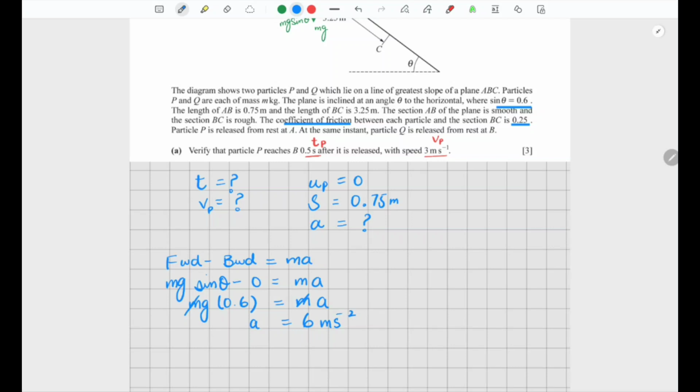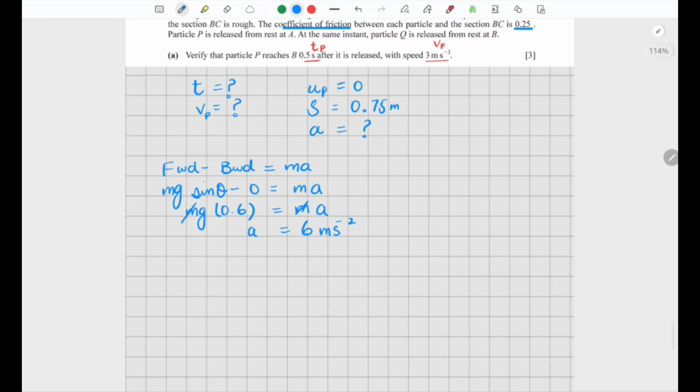Now, when we have this, we can apply the equations of motion. If we are dealing with s and we have the initial velocity also, can we use s equals ut plus half at squared to find t? Okay, 0.75 equals 0 times t plus half times 6 times t squared, so 3t squared equals 0.75.